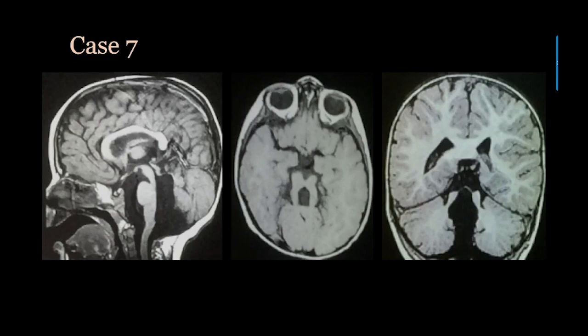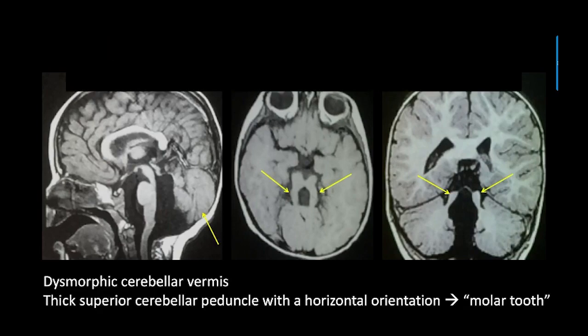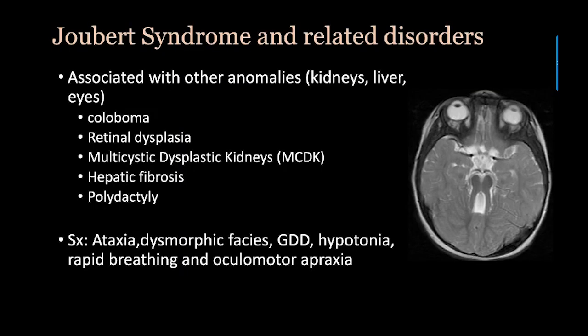Case number 7. In this case, we notice dysmorphic appearance of the cerebellar vermis. You see that the vermis doesn't have the classic lobes and lobules and the classic fissures and folia. It has a lumped and dysmorphic appearance. In addition, and more classically, we see thickening of the superior cerebellar peduncle with horizontal orientations, giving that part of the brainstem a molar tooth appearance. This is an example of Joubert syndrome and related disorders.